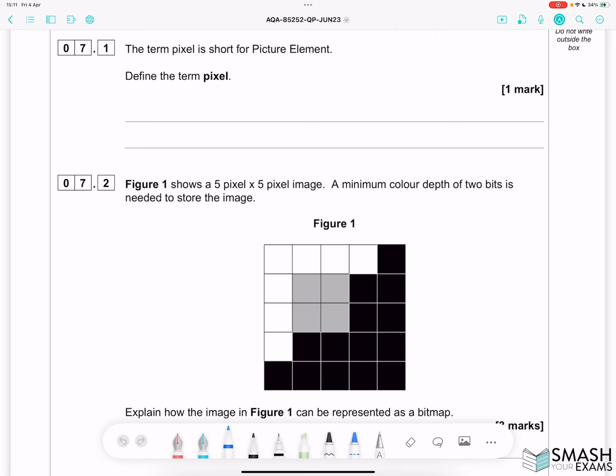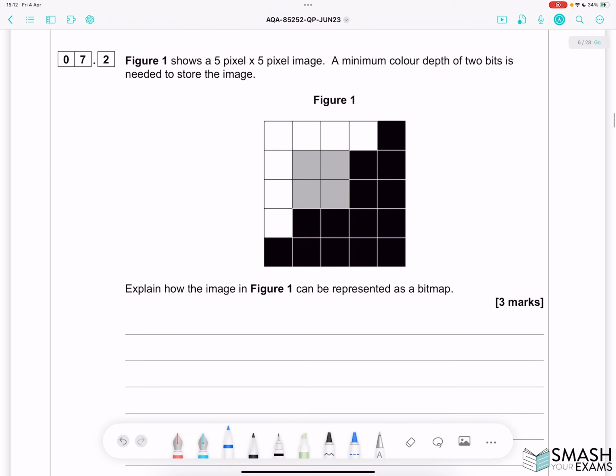Well, a pixel is very simply a single point or a single dot of colour on an image, and we can phrase that in any sensible way that we see fit. So I'll just simply call it a single point on an image. Perfect, that's it, we can move on.